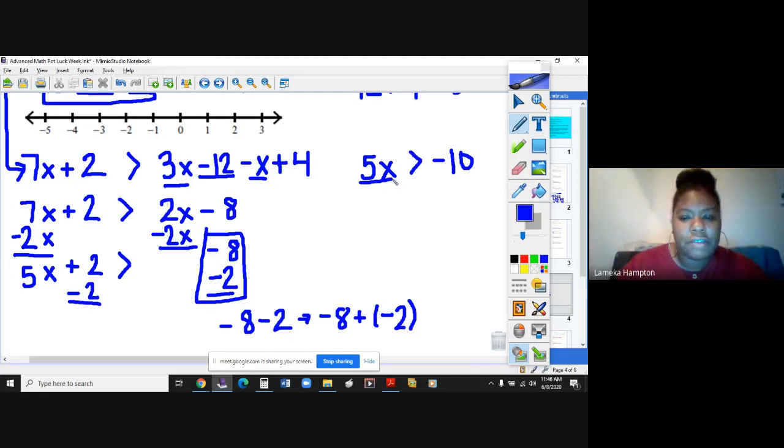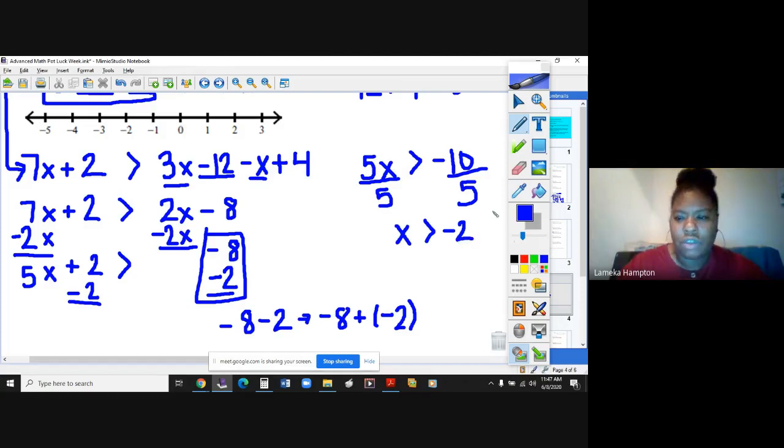Now, when I do this, I am dividing by 5. Now, because 5 is positive, let me make this very clear. Because 5 is positive and I'm dividing by 5, my sign will not be flipped. You only flip your sign when you are dividing or multiplying by a negative number. So because my number 5 is positive and I'm dividing by 5, I do not have to flip my sign. So therefore, my answer is going to be x is greater than negative 2.